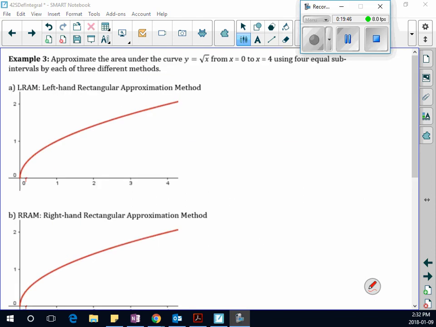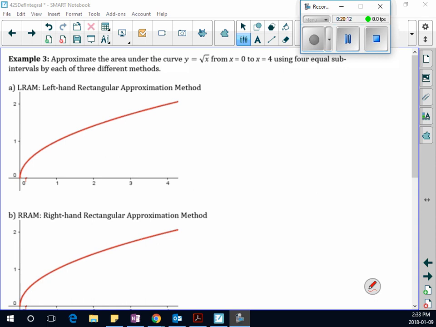Approximate the area under the curve for the square root function from 0 to 4. We're going to pretend 0 is actually at 0, not where it's written there. And we're going to split it into 4 sub-intervals doing 3 different methods again.